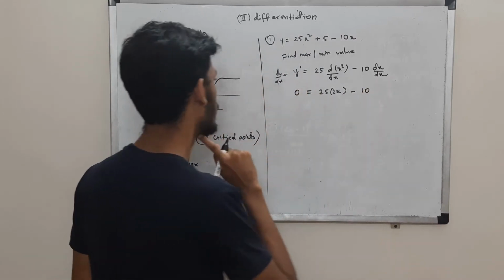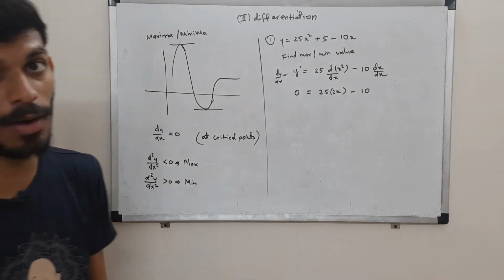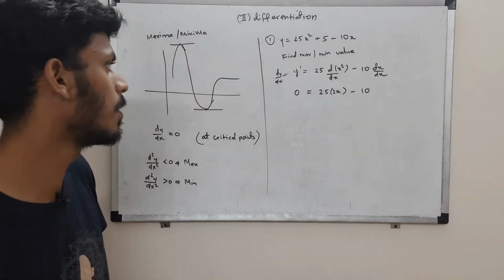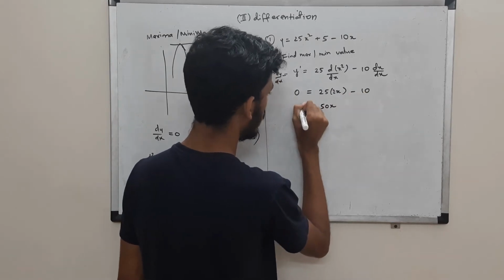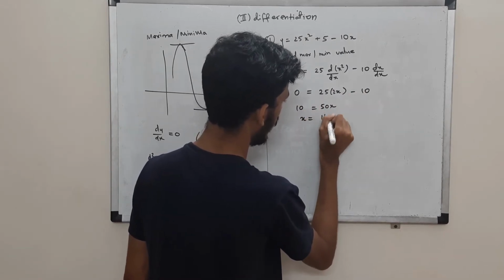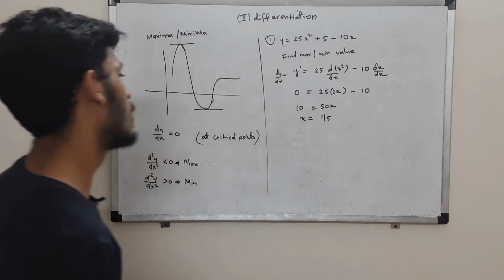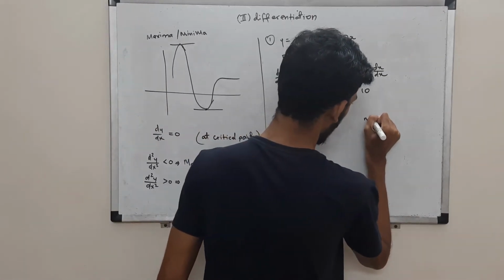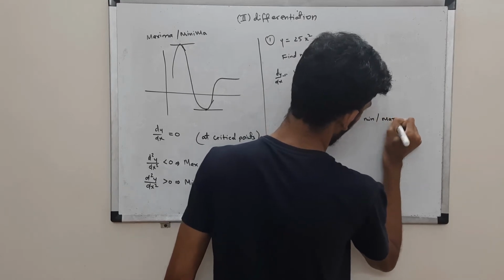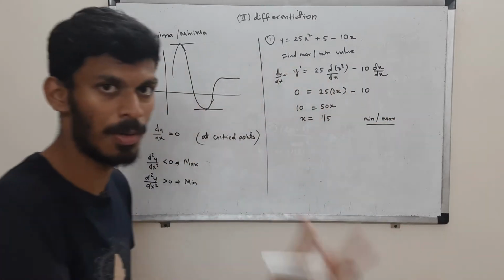Now you'll equate this to 0 because you want to find at what point your function is maximum. So this will be 25 into 2, 50x, and you can take this 10 to the other side, so x will be nothing but 1 by 5, right? So x is 1 by 5. So at 1 by 5 your function is either minimum or maximum.